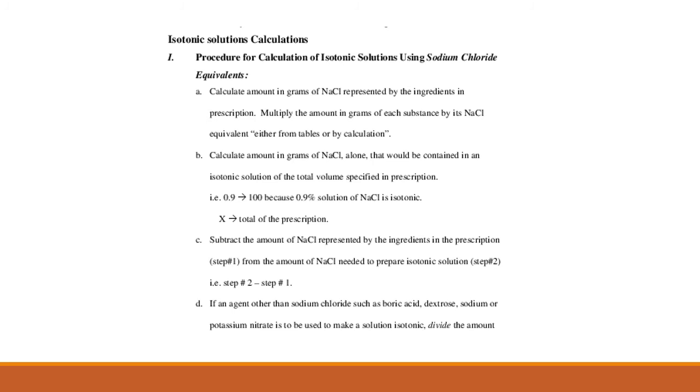And then step 4, we have here if an agent other than sodium chloride such as boric acid, dextrose, sodium or potassium nitrate is to be used to make the solution isotonic, divide the amount. Okay, so in the next slide, you will see how we are going to compute the isotonic solutions.